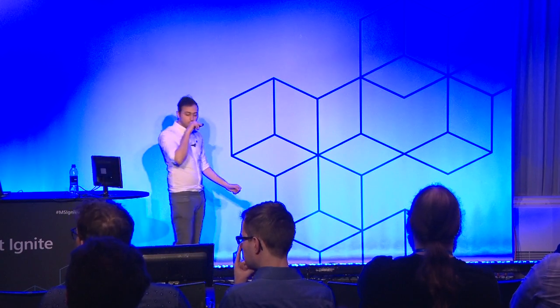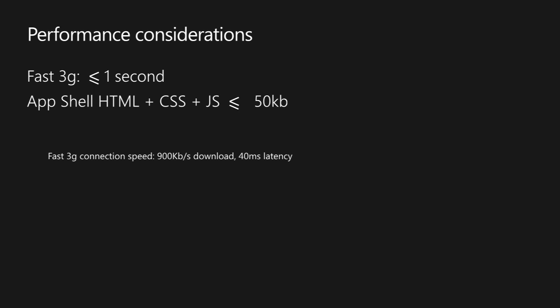I personally go with this: I want my app shell to load in less than 1 second on fast 3G. And with this data over here, like the speed and the latency, you can come up with a number, and that's 50 kilobytes. So all of my app shell, HTML, CSS, and JavaScript has to be less than 50 kilobytes. And that will make sure that even on fast 3G, your app shell loads in less than a second.